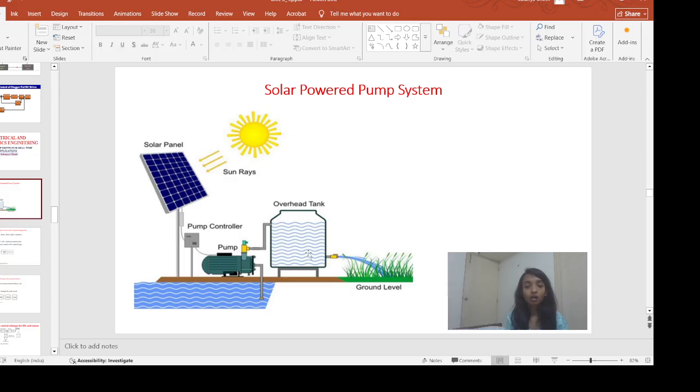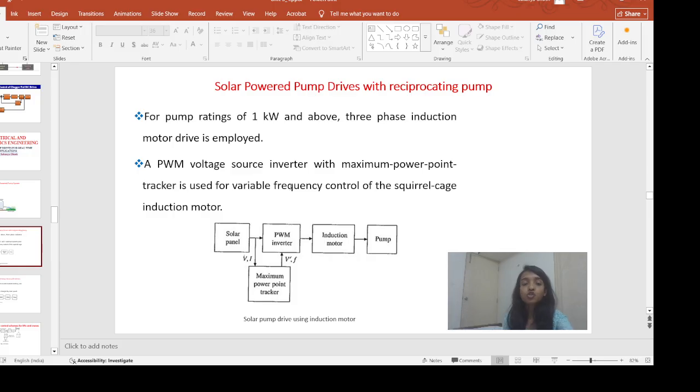stored. Now from this overhead tank we can set a pipe, and depending upon our application in irrigation system or agriculture we can use the water. So this is all about the solar powered pump system. Next we will see what is solar powered pump drives with reciprocating pump.